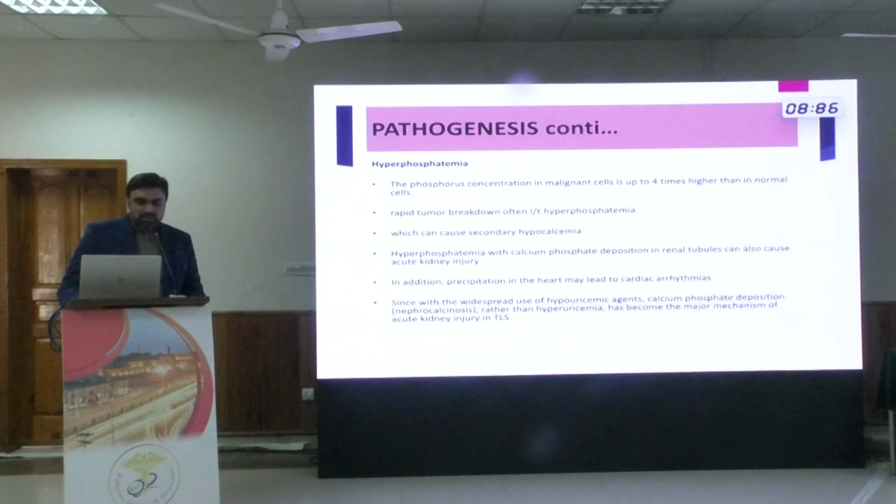Normally, phosphate is intracellular, and it is 4 times higher in the neoplastic or malignant cells. When there is rapid tumor turnover or breakdown, it leads to hyperphosphatemia, and as we already discussed, it leads to secondary hypocalcemia because of calcium phosphate formation by saponification. This hyperphosphatemia with calcium phosphate deposition in the tubules can cause acute kidney injury.